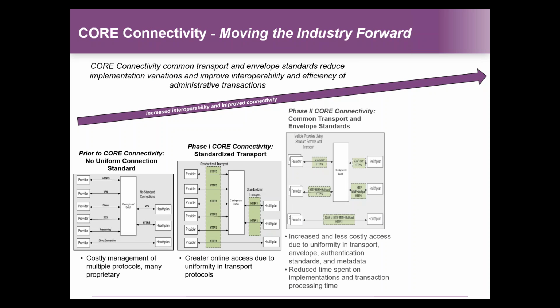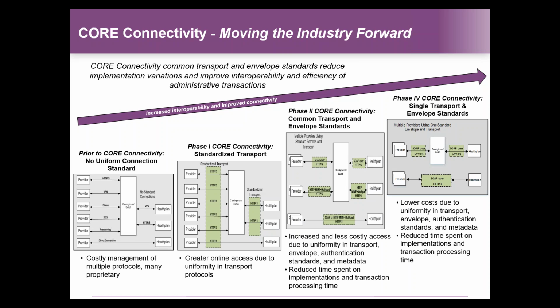So this visual shows how the various phases of CORE connectivity rules have facilitated administrative simplification by enabling interoperability and security. The visual on the far left shows the situation where there were no operating rules, and there was a variety of approaches for sending and receiving these transactions. The next block shows the application of the Phase I connectivity rule, which essentially standardized on the use of the internet and the HTTPS protocol as a safe harbor approach for exchanging certain transactions.